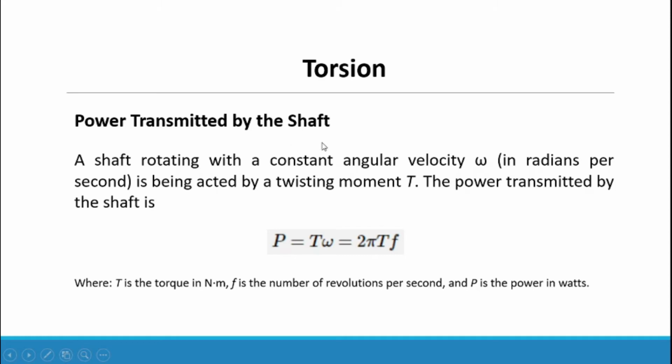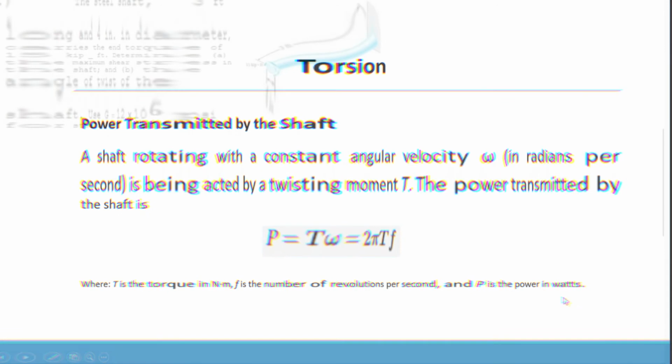Power transmitted by the shaft. A shaft rotating with a constant angular velocity W in radians per second is being acted on by a twisting moment T. The power transmitted by the shaft is P equals T times W, equals 2 pi T f, where T is the torque in Newton meter, f is the number of revolutions per second, and P is the power in watts.